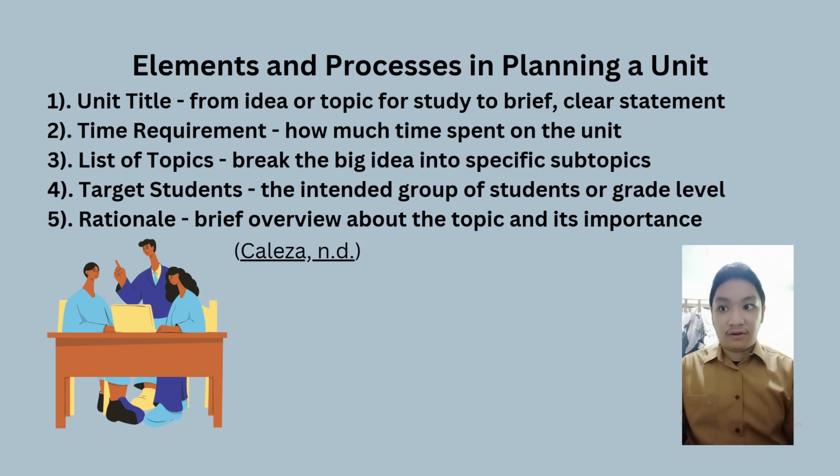Target students. They are the intended group of students or the grade level. For example, you're talking about history to high school students, like you're teaching it to grade 8 students. Rationale. It's the brief overview about the topic and its importance. You're showing what the topic's all about and why it is important to be discussed.